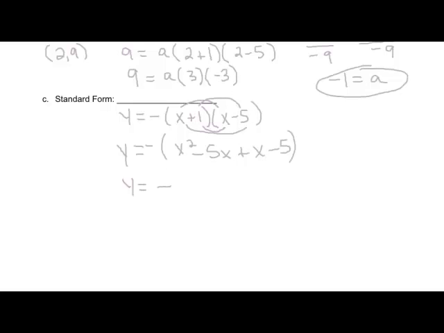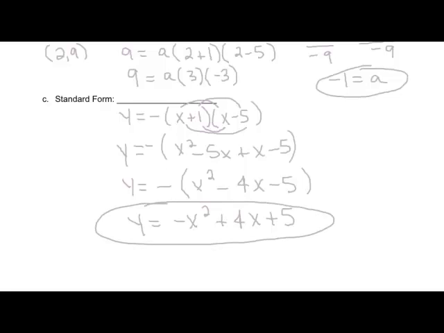So then we have negative 1 times x squared minus 4x minus 5. And then we're just going to distribute the negative in. So y equals negative x squared plus 4x plus 5. So that's our final standard form answer. So again, each of these equations will get us the same exact graph. It's just three different ways of looking at our function.